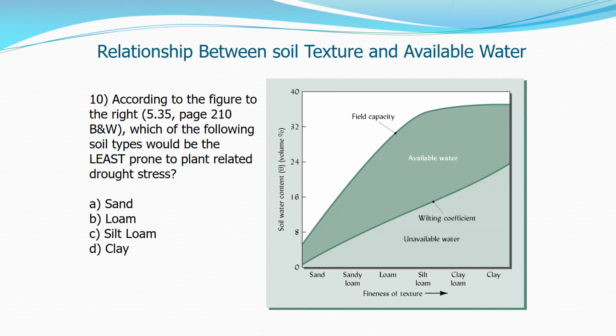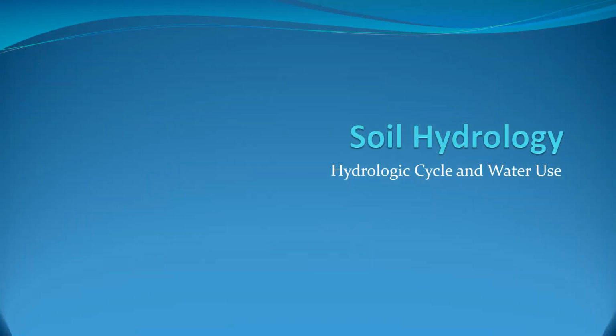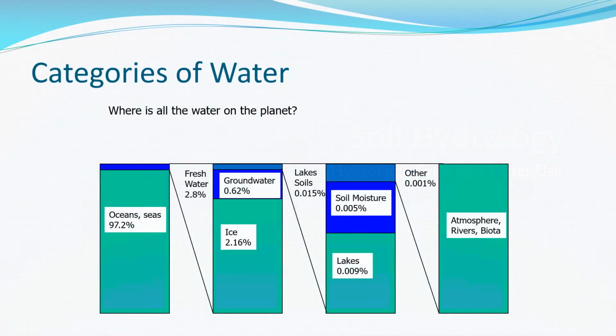Ideally, the perfect amount of available water lies in the loam and silt loam range because water moves at a rate that's ideal for plants but still provides long enough for the roots to get saturated. So we're going to start tying all this into the hydrologic cycle and our water use.